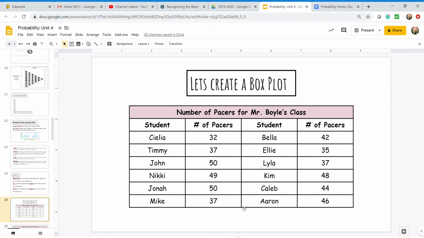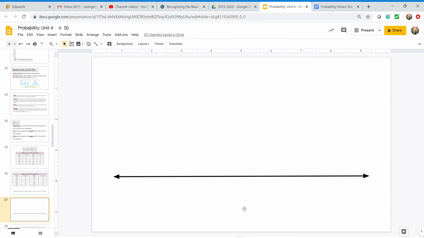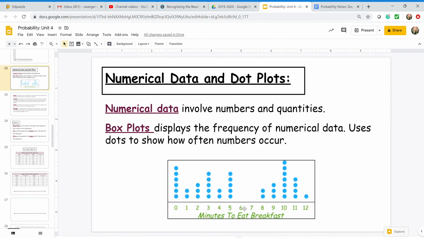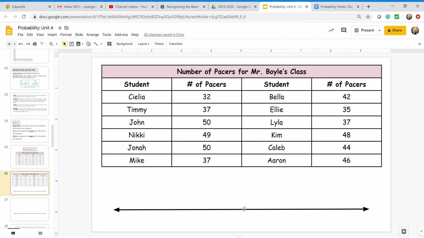So the next thing you're going to do at the very end is create a dot plot using this information. You have the number of pacers the students have completed, and now you're going to create a box plot. If you need help, use the reference from the slide to make a dot plot, so that you can create your own on this. Again, your work is due by the end of the day today, so make sure you get that uploaded. If you have any questions or anything about your notes, just let me know.